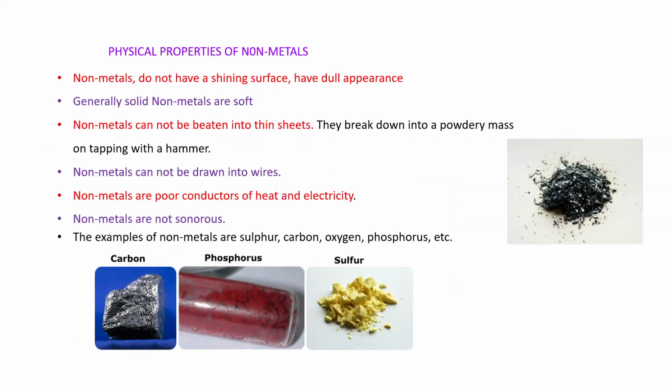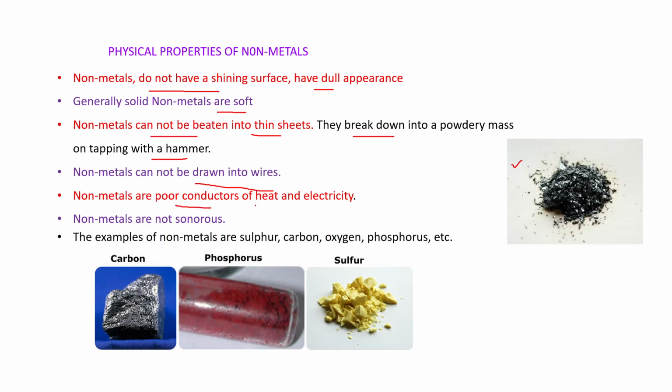Physical properties of non-metals. These are just the opposite of metals. Non-metals do not have a shining appearance. They have a dull appearance. Generally, non-metals are soft. Non-metals cannot be beaten into thin sheets. They break down into a powdery mass on tapping with a hammer. Like if we heat the coal, then this will convert into this. Non-metals cannot be drawn into wires. Actually, non-metals are brittle, B-R-I-T-T-L-E, brittle in nature.